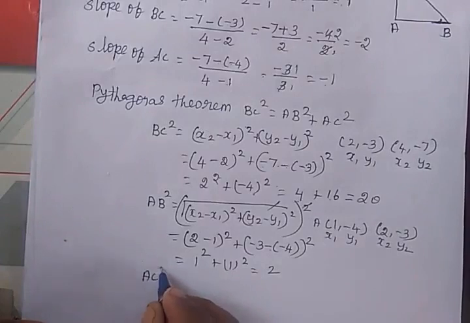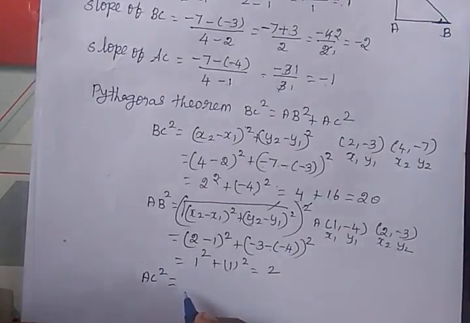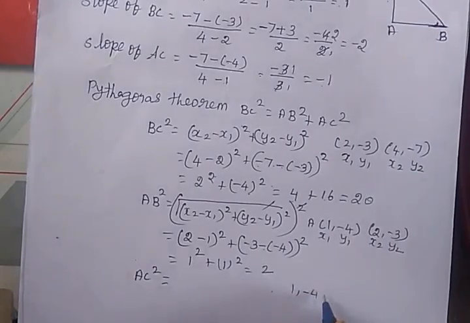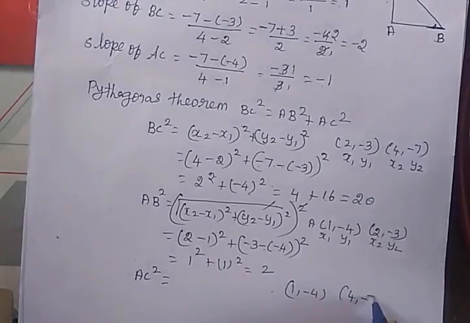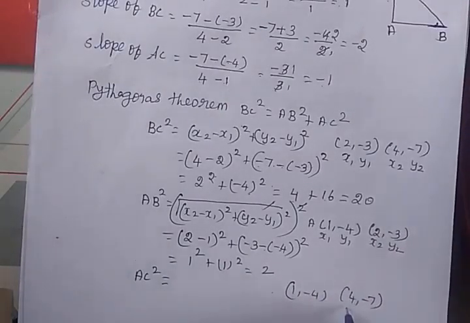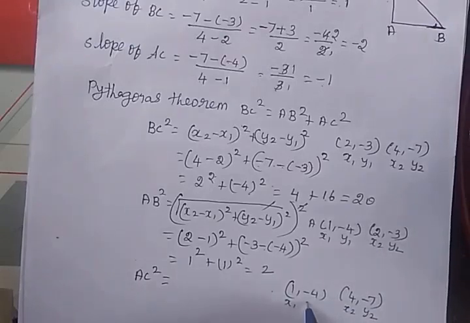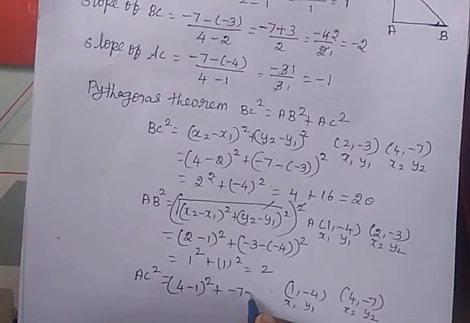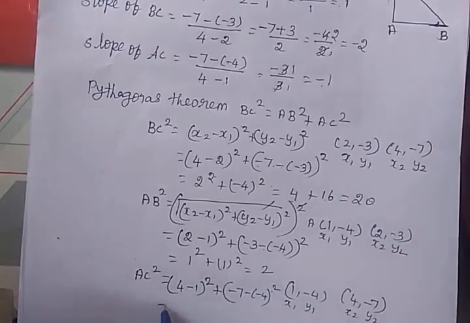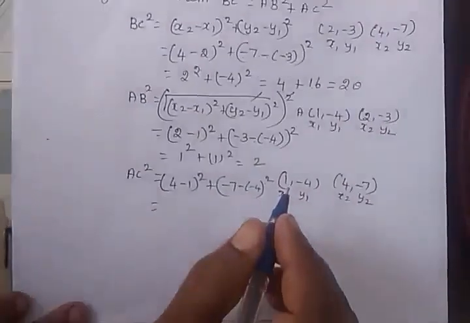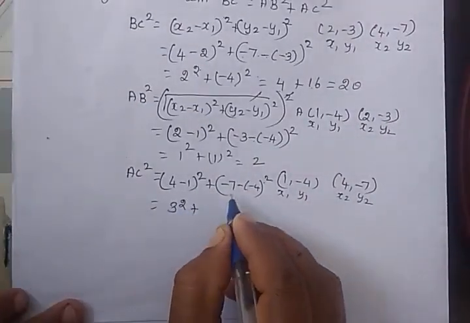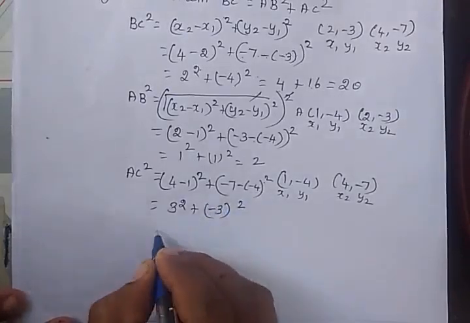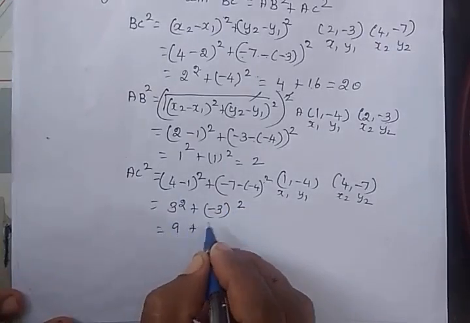Next, AC squared is equal to, the points A (1, -4) and C (4, -7). Here x2 minus x1, x2 y2, x1 y1. x2 is 4 minus 1 the whole square plus -7 minus of -4 the whole square. So 4 minus 1 squared is 3 squared, plus -7 plus 4, so -3 the whole square. That is 9. 3 squared is 9 and 3 squared is also 9.